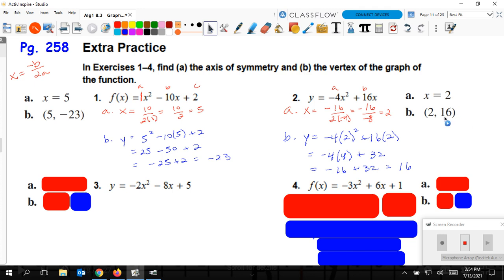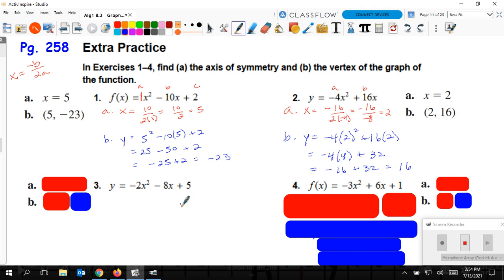So (2, 16), that ordered pair, would be our vertex. That's our starting point when we want to graph it. So that's why we need to know this information, because when we get to graphing them, we're going to have to find this as well at that point. So we need to get really familiar and good at mastering how to find the axis of symmetry and the vertex.